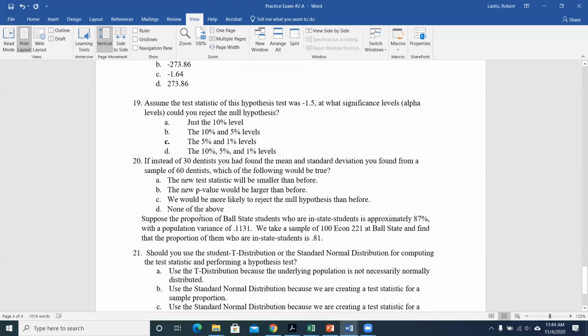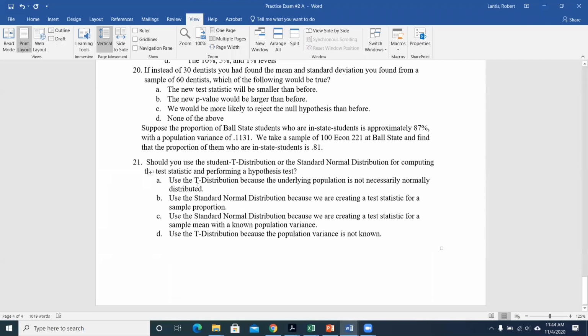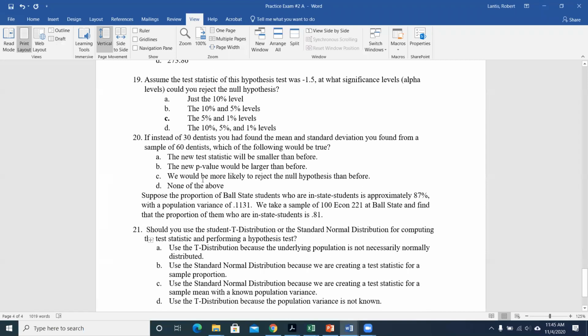All right, so let's do 20 here, and I think we'll end on that because it's kind of related to the same problem. So let's say instead of 30, you took a sample size of 60. Which of the following is going to be true?